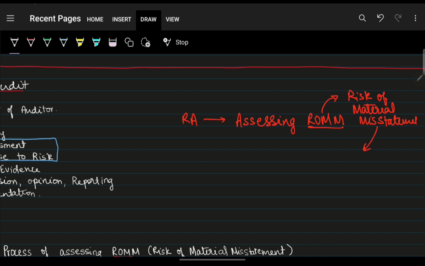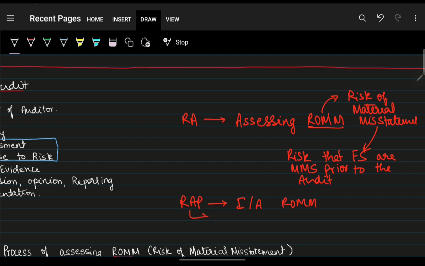Risk of material misstatement means the risk that financial statements are materially misstated prior to the audit. Okay, so prior to the audit. So there is a risk of material misstatement. And how do we do this risk assessment? We use risk assessment procedures. Okay, so what do risk assessment procedures do? They help in identifying and assessing the risk of material misstatement.